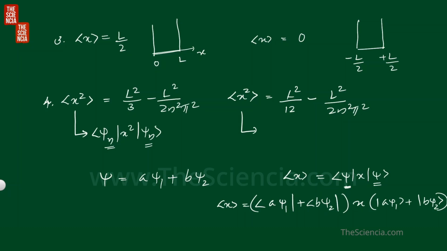Now this problem is a little more complicated, so that is what we are going to solve. Our wave function is a linear combination of two states, that is psi is equal to a psi 1 plus b psi 2.